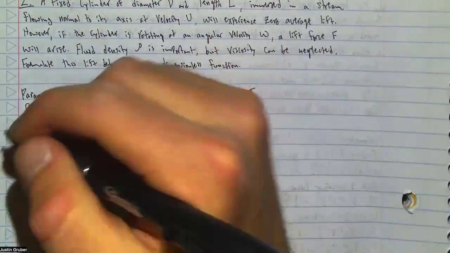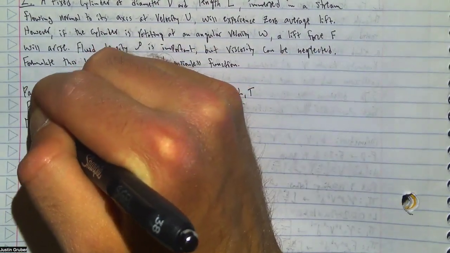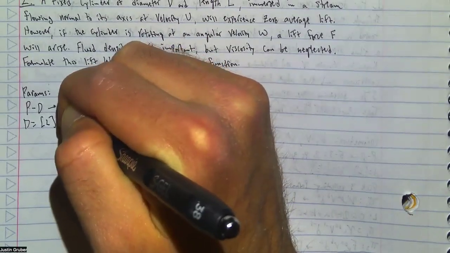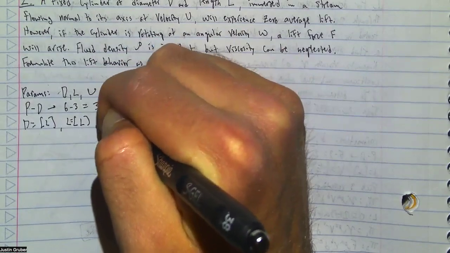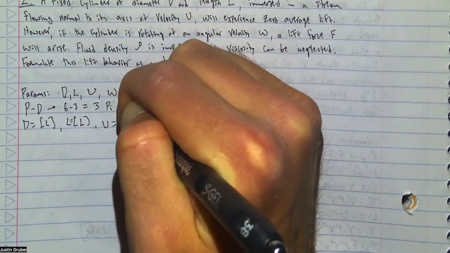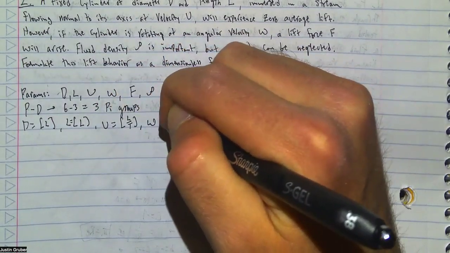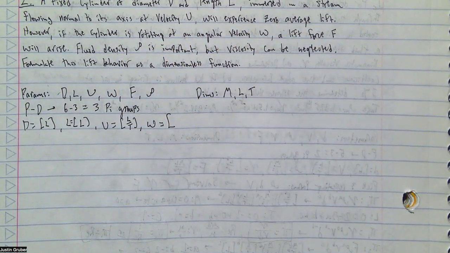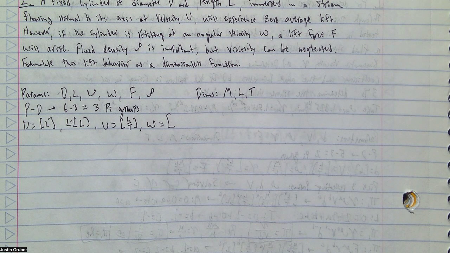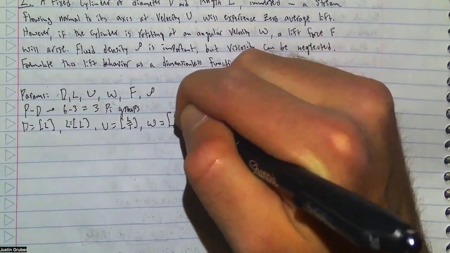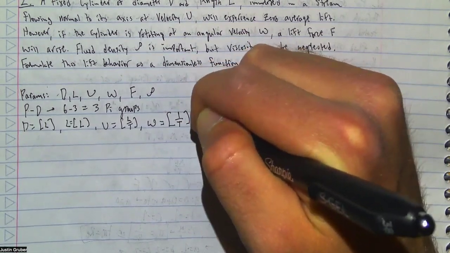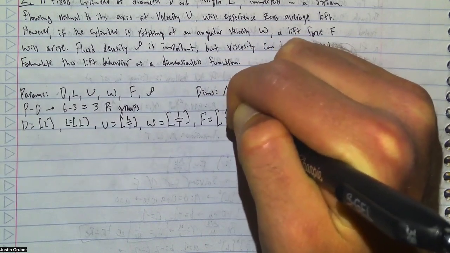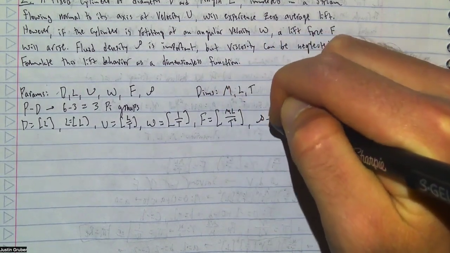I guess I'll write the dimensions down for all the stuff. It'll take 2 seconds. L is obviously a length. U is a velocity. Omega, what's omega? Omega is like radians per second. What's a radian? It's already non-dimensional, so it's just 1 over time. That's really the only tricky one in this. Force is just a force. Rho.